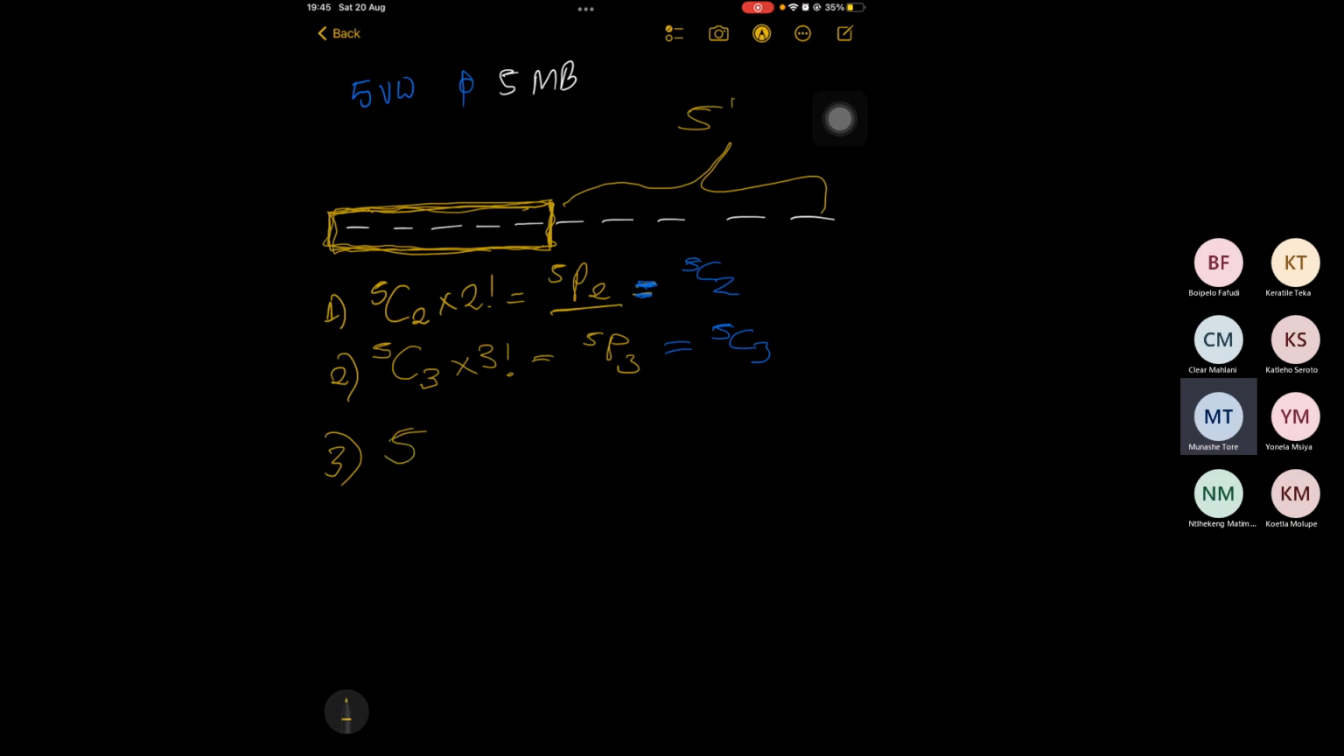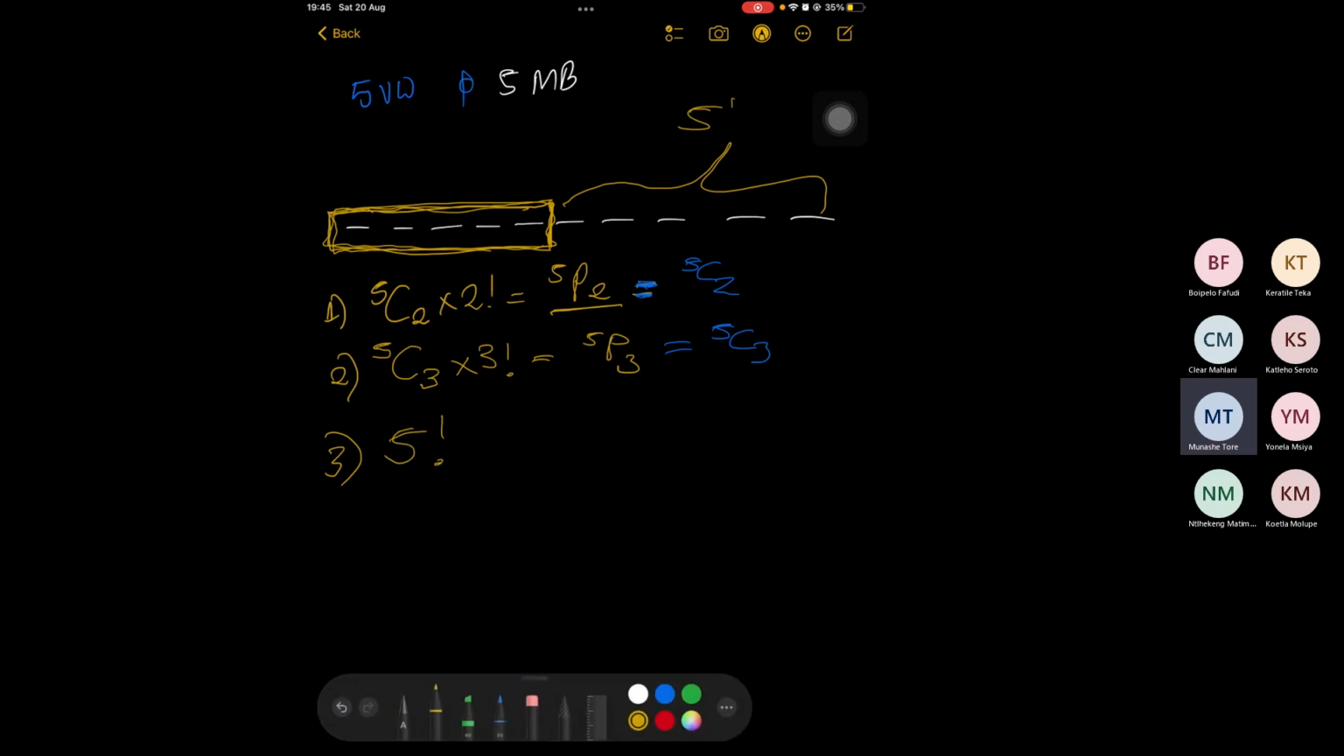So it's going to be what? 5 factorial. But if you had said that the cars are what? The cars are identical, it's just going to be 5 factorial divided by, isn't it? We already know that in this yellow region, we already chose 2 of the what? 2 of the VWs. So if we choose 2 of the VWs, how many VWs are left? We're going to be left with 3 VWs.